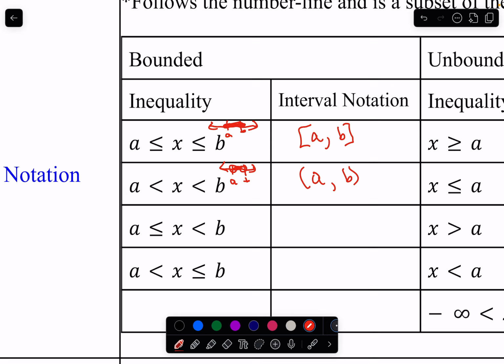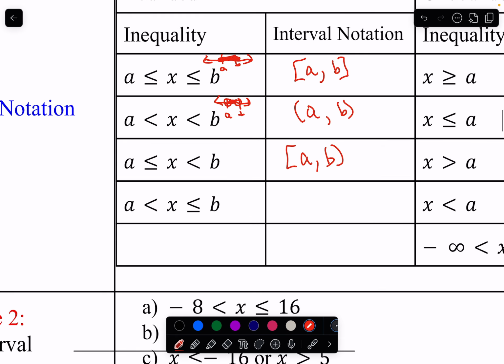Okay. Now, sometimes you have a parenthesis and sometimes you have a bracket. You'll notice on this one we've got an equal to here. So we're going to have a bracket on the A, but there's no equal to here, so put a parenthesis on your B. And the last one is just flip-flopped. Parenthesis on the A, bracket on the B.